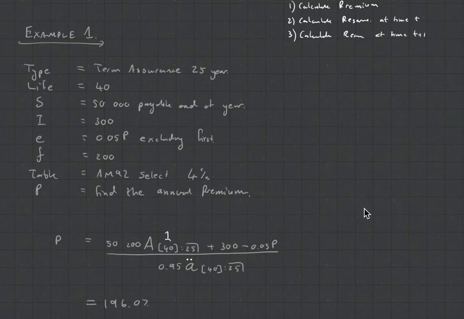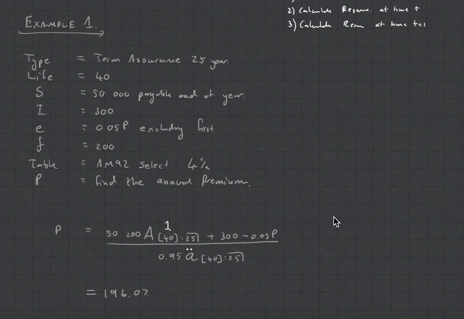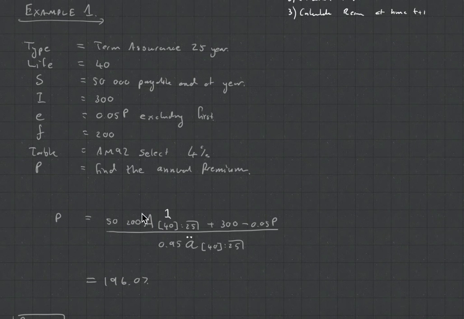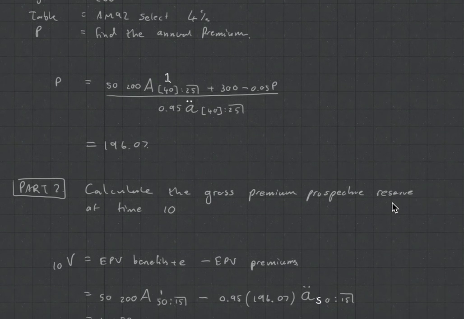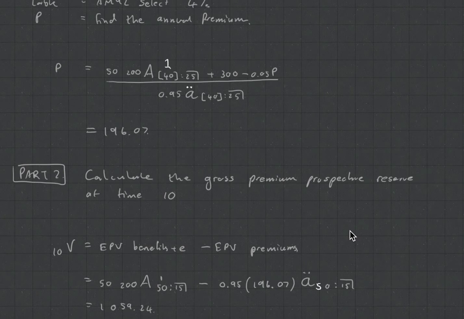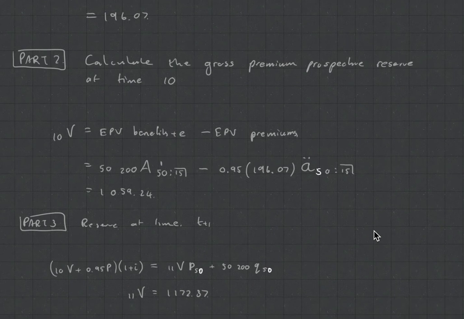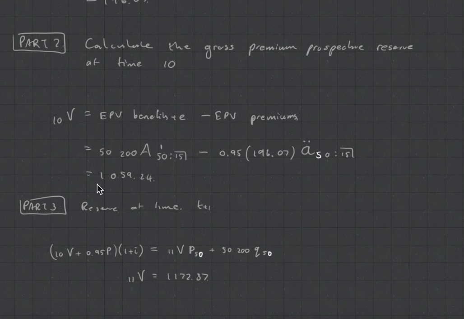And what we first do is we find the annual premium. And the premium here is the sum assured plus the expenses, subtracted by the premium thing. I did it in one line. And then part 2 is to calculate the gross premium prospective reserves at time 10. And again, we just use our formula and it's very easy. We get our amount, and then even part 3, you can use a recursive formula to get it there.